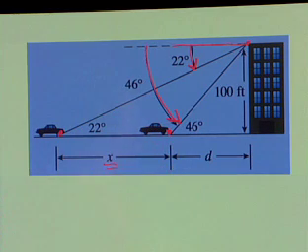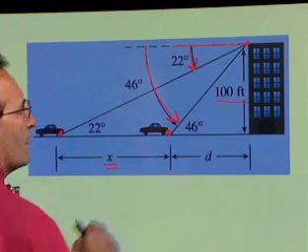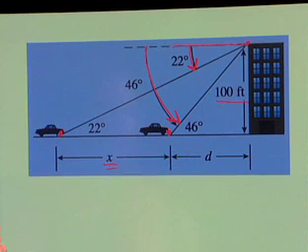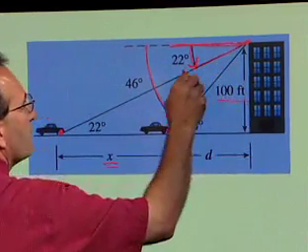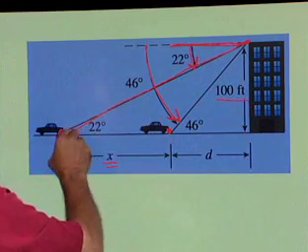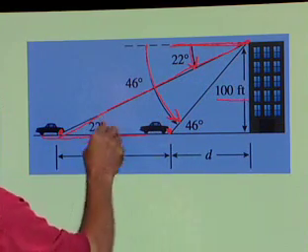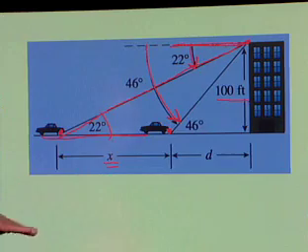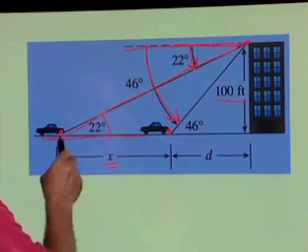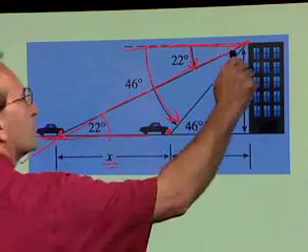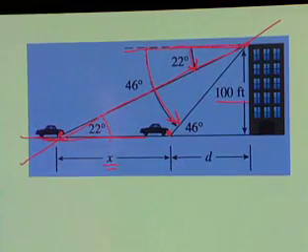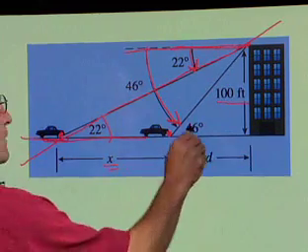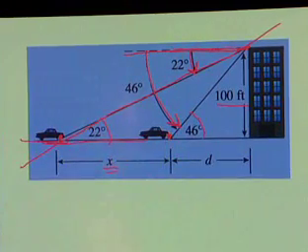And we know that the building is 100 feet tall, and by certain relationships, we can say this. We have this angle is 22 degrees, and we can also say that this angle is 22 degrees because that's two parallel lines that are being cut by a transversal, and those are alternating interior angles. And that's the same reasoning why we can say that this is 46 degrees.